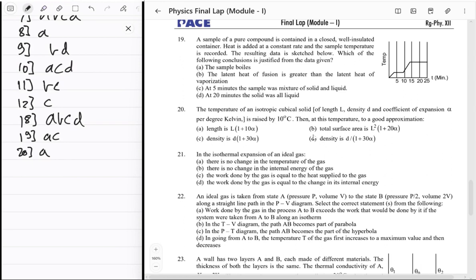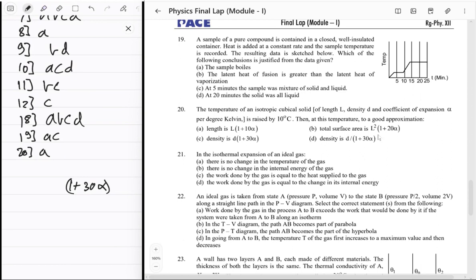Total surface area. It says cubical solid, right? Yes, of course. So 1 plus 30 alpha times whatever the initial volume was. Sorry, 30 alpha, not just 3 alpha. That is now the new volume. So D upon that thing. So D is good. Density degrees. So D is right. What else?